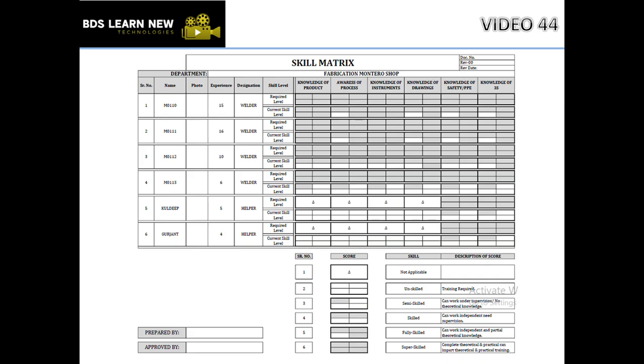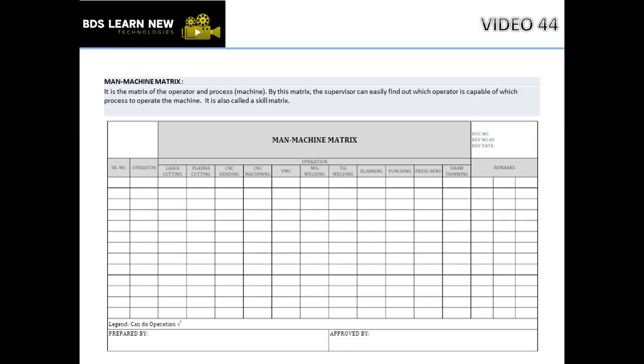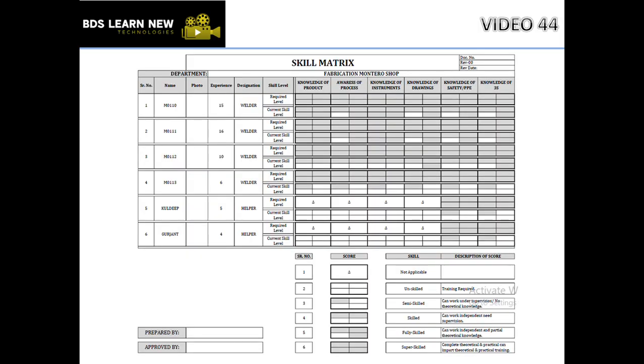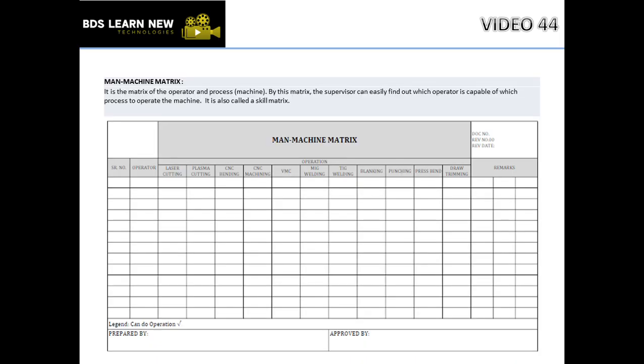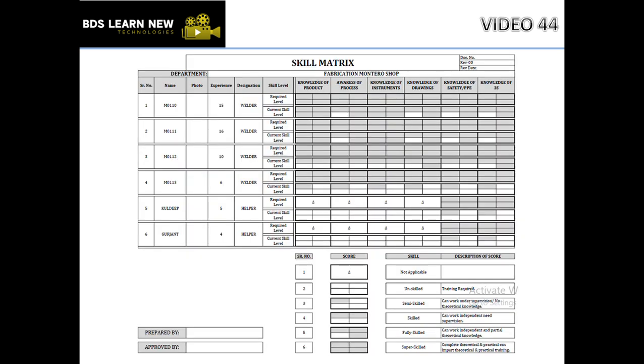Then we have the skill matrix. Between this man-machine matrix and skill matrix, there is some difference, which you can easily find out from these two formats. The skill matrix consists of serial number, name, photograph, experience, total experience, the designation, and the skill level he has.